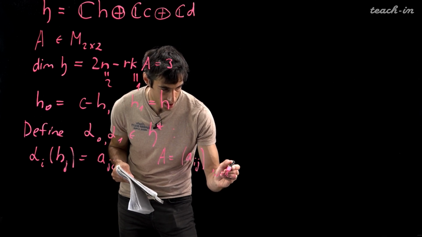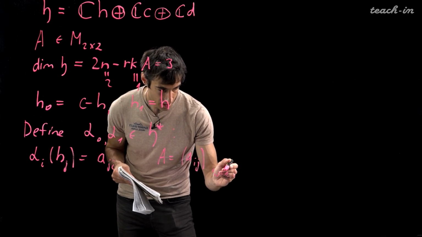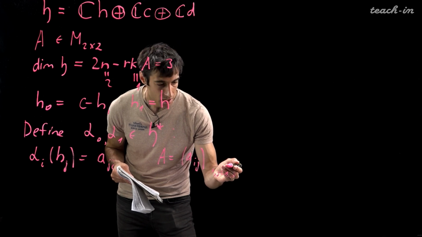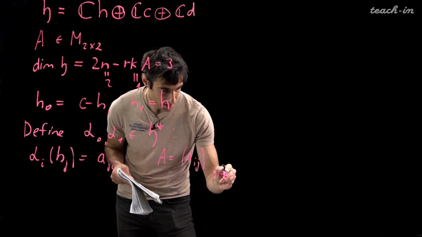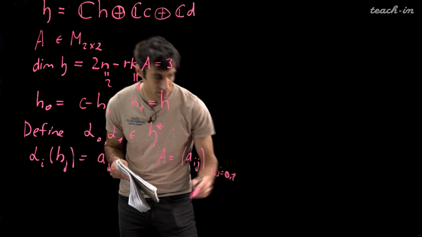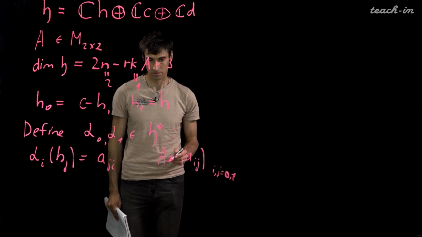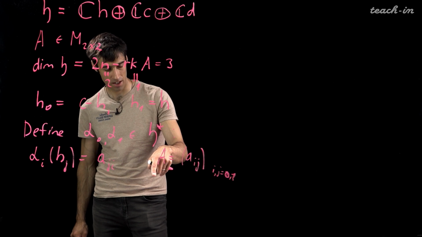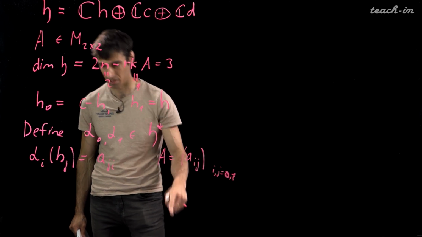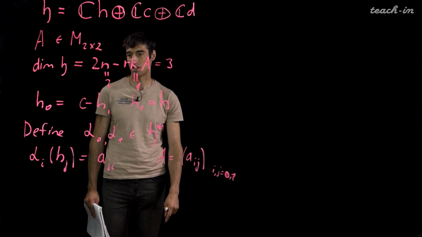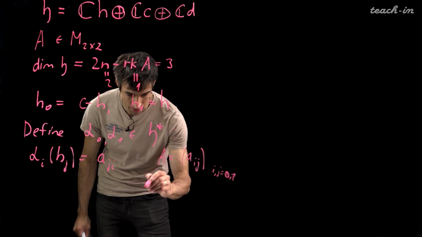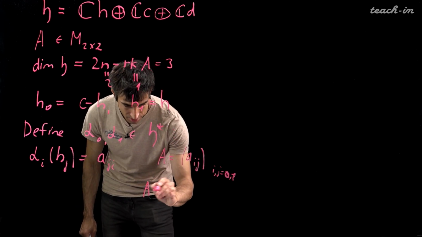And i and j, they are, well, from 0 to 1, right? They are either 0 or 1, right? So the 0,0 element is the first element of the matrix, 1 is the second element of this matrix. So that's how it is. So maybe let me even write it explicitly.